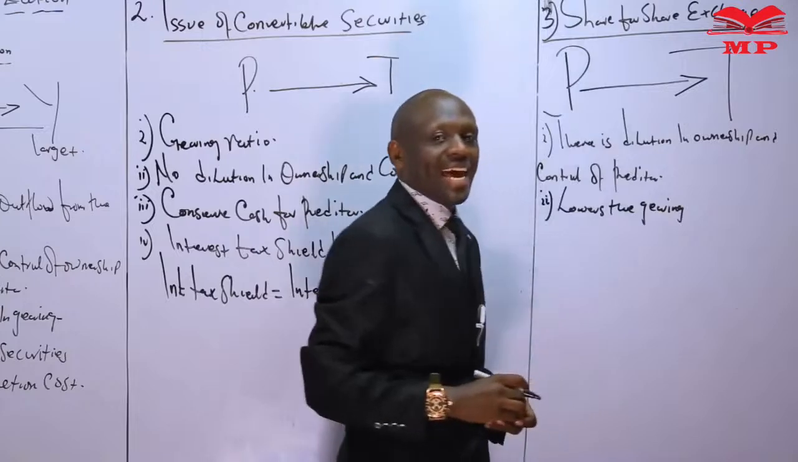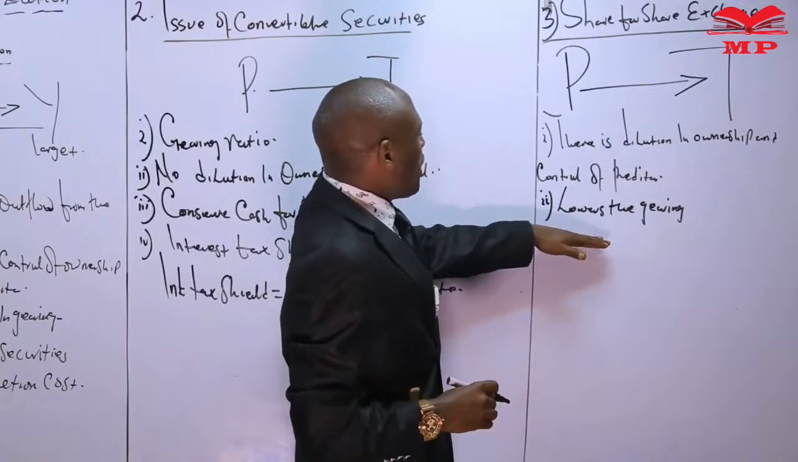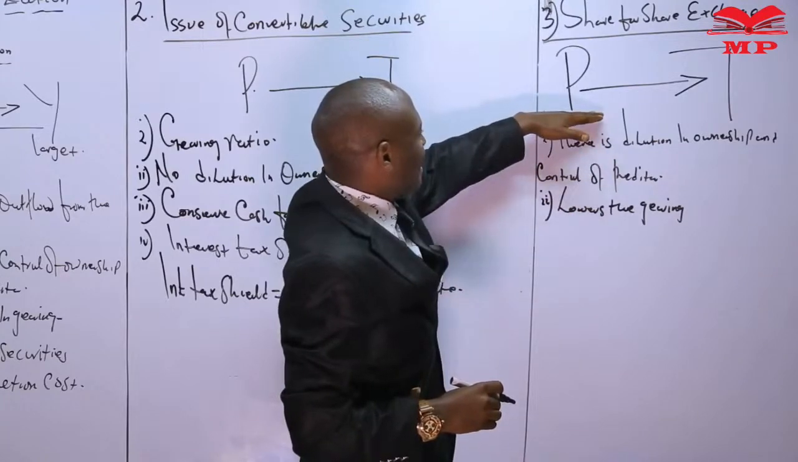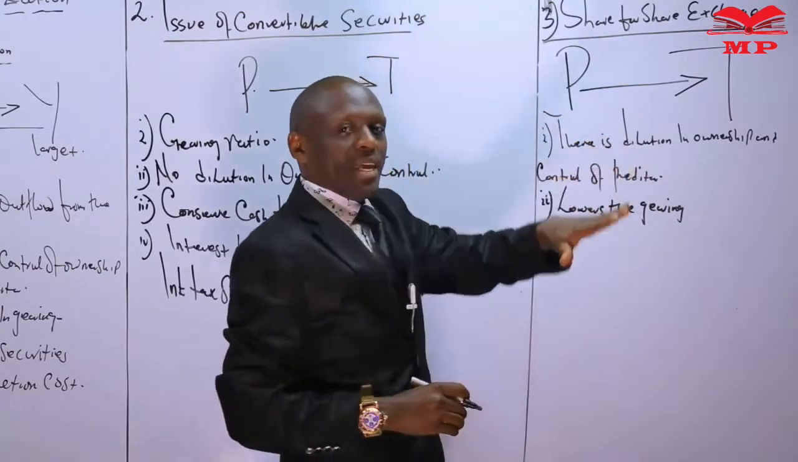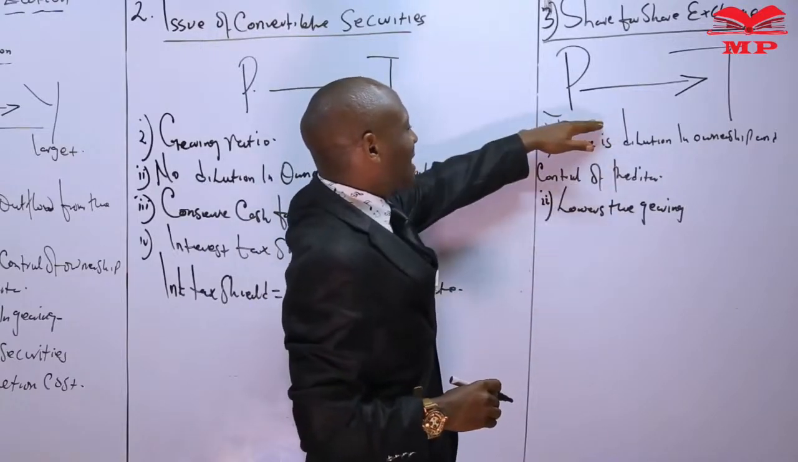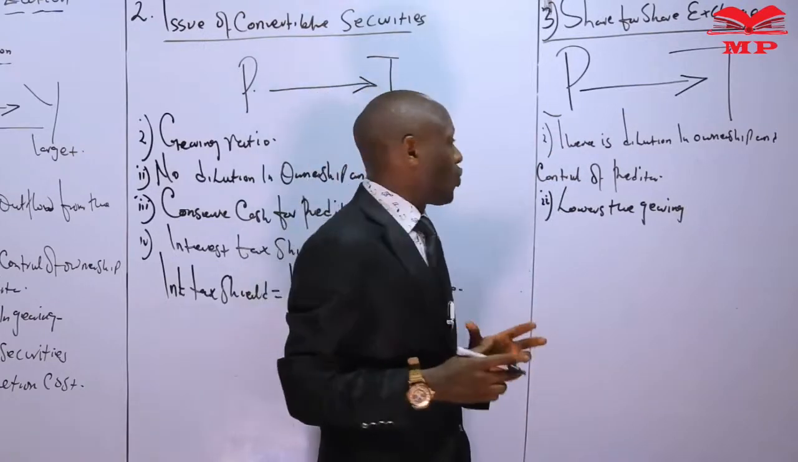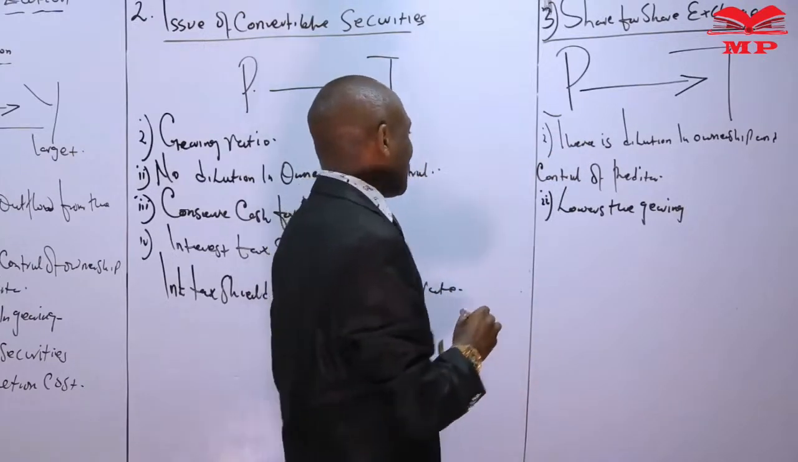It lowers the gearing ratio. That means the amount of equity in the predator increases with the debt remaining constant. So it lowers the gearing ratio in the predator entity. At the same time, it reduces the financial risk in the predator entity.